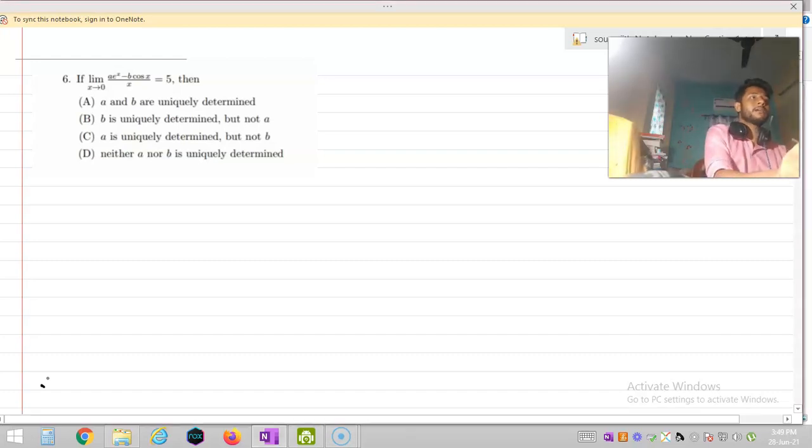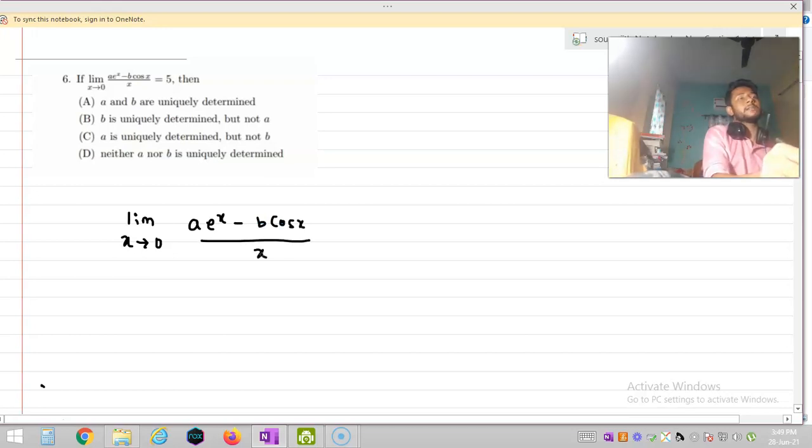So I am writing the limit as x tends to 0 of (a e to the power x minus b cos x) by x is equal to 5. You can see that if you put x equal to 0 in the denominator, you will get 0. If you put 0 in the numerator, you will find e to the power 0 is equal to 1 and cos 0 is equal to 1. So this is nothing but a minus b.